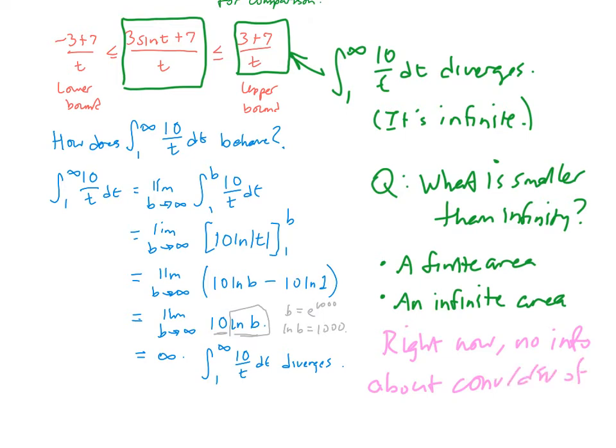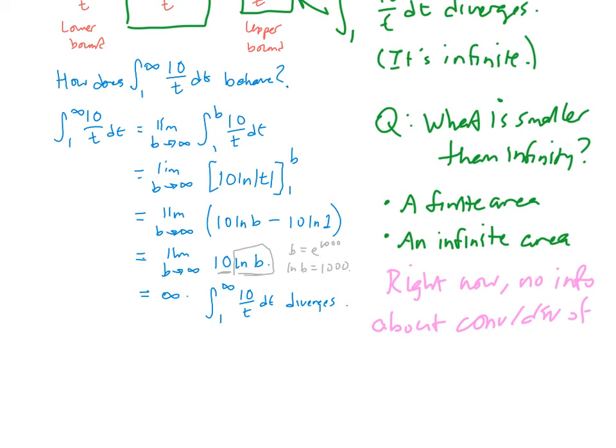of the integral. I need to give myself a little bit more room to write here. Of the integral 1 to infinity 3 sine t plus 7 over t dt. Knowing that it's smaller than something infinite just isn't enough to help us.